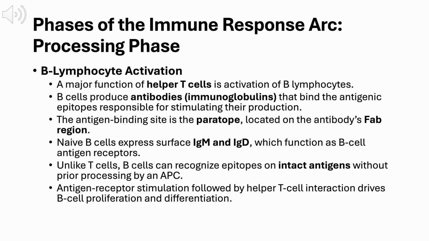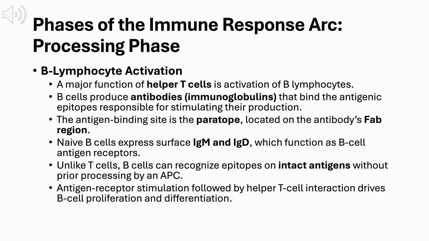One of the most important jobs a helper T-cell has is activating B-lymphocytes. So let's turn to the B-cell side of processing. B-cells produce antibodies, or immunoglobulins, and each antibody binds the very antigenic epitope that stimulated its production. The specific antigen binding site is called the paratope, and it sits on the antibody's Fab region. Remember that term, because it'll recur when we dissect antibody structure.